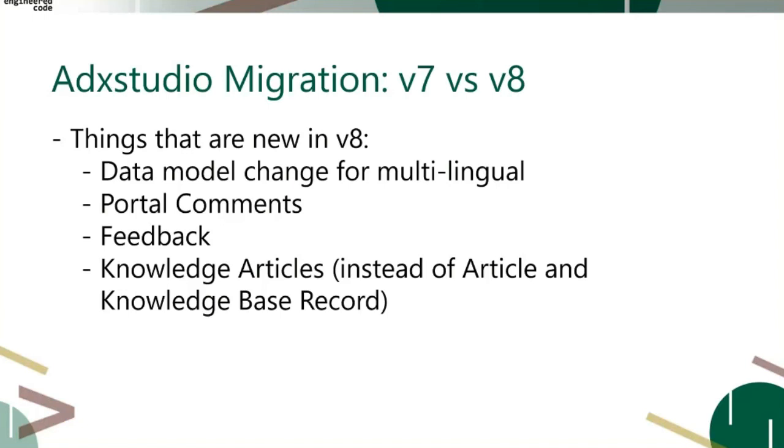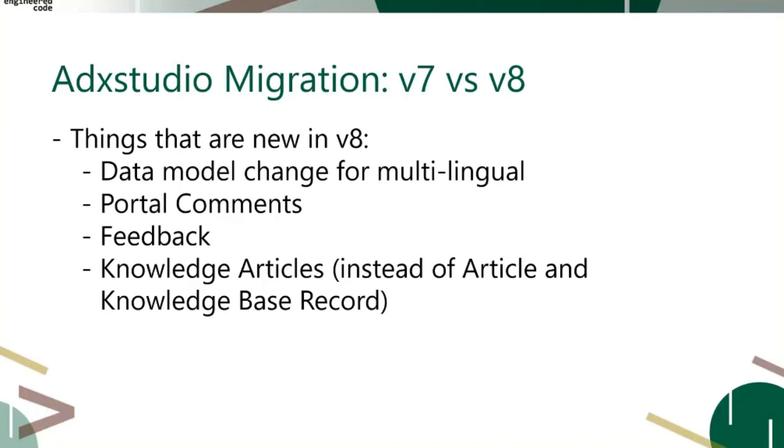As well as knowledge articles, I know this has been a topic that's been somewhat confusing to myself. There are all these different versions of knowledge base. There's the articles, there's the knowledge base records, there's the knowledge articles. The new ones, I believe, are called knowledge articles. Those are the ones that we want to be using moving forward. So Portals version 8 uses knowledge articles, whereas the previous versions were using the legacy versions of the knowledge base.